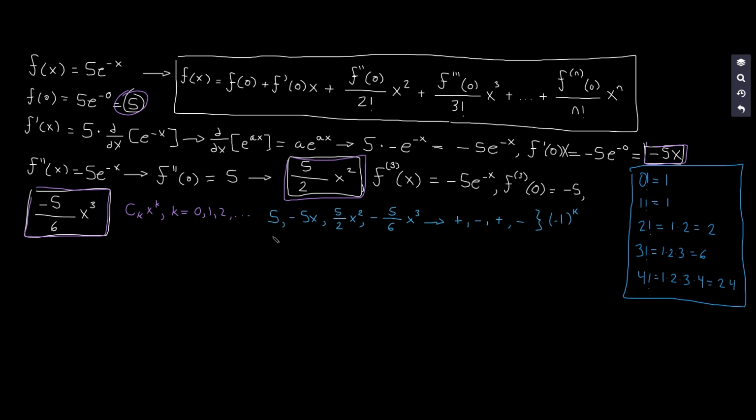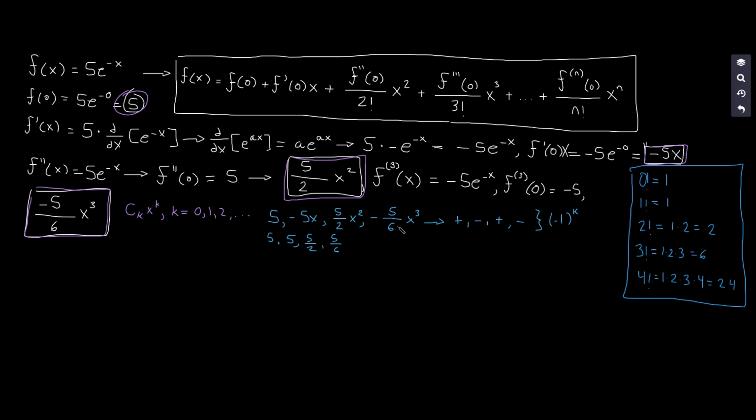So now let's look at the magnitude, the size of the numbers. We're going to ignore the signs, right? So we have 5, 5, 5 over 2, and 5 over 6. And then we're going to compare these to the factorials, because the theorem has factorials in it.